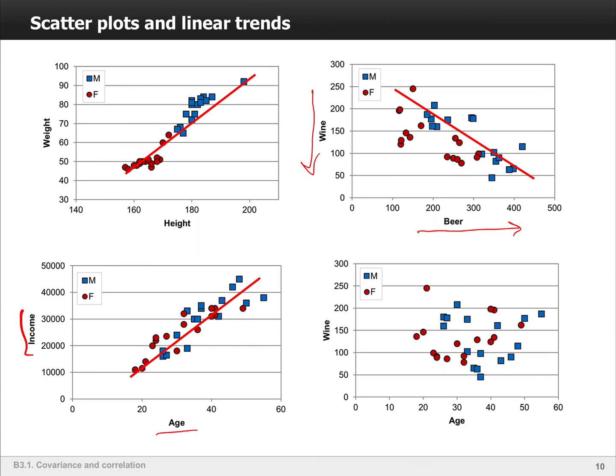Okay, let's learn how to measure this linear trend, how to measure how strong the linear trend is quantitatively. So meaning how to calculate a statistic that will tell us how strong the trend is.